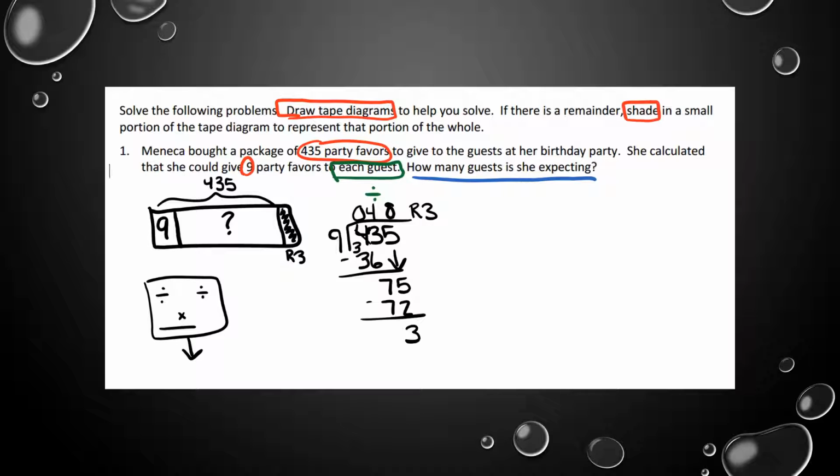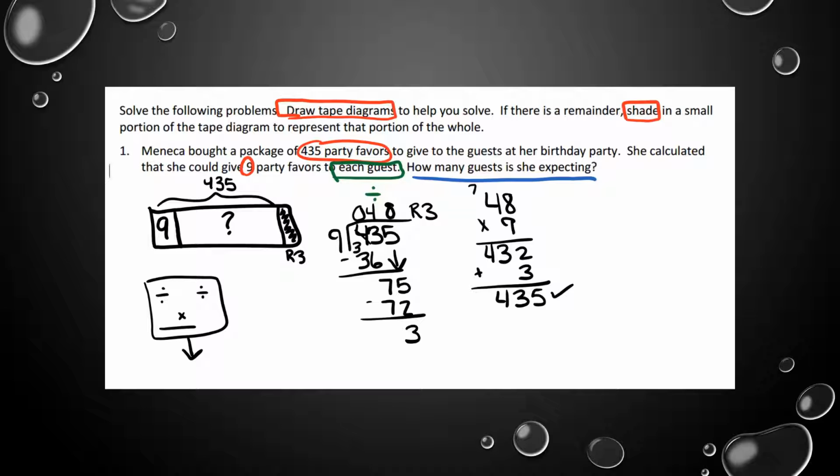Now we all know anytime we divide, we need to do a check. So I'm going to have 48 times 9. 9 times 8 is 72. Carry the 7. 9 times 4 is 36, plus 7 is 43. Now it does not match our dividend, so I still have to add on my remainder. And once I add 3, now it matches my dividend. So I can put a little check mark.